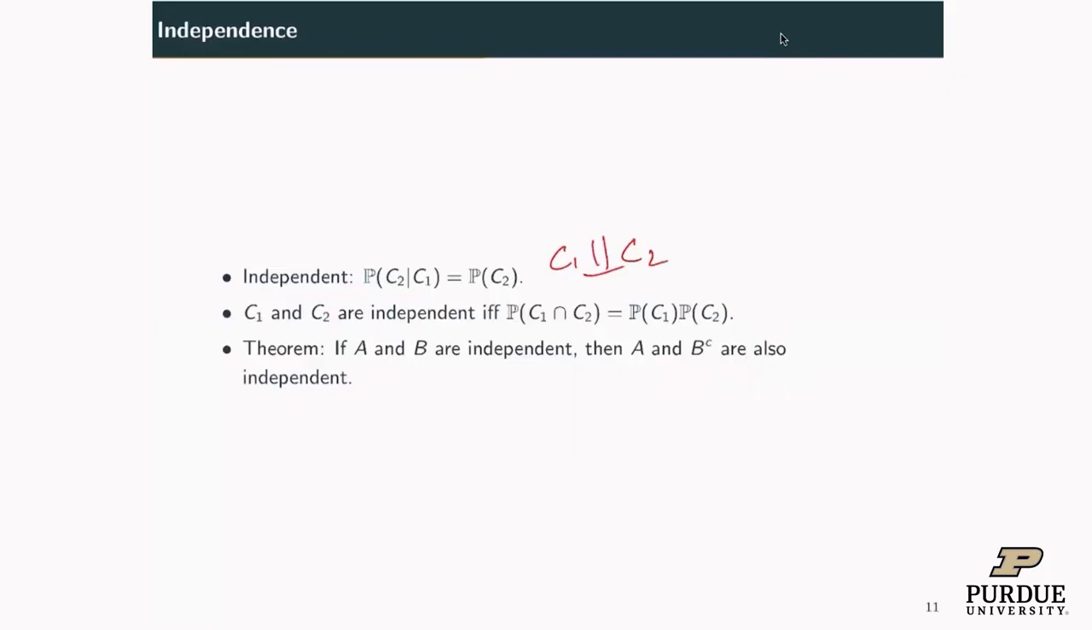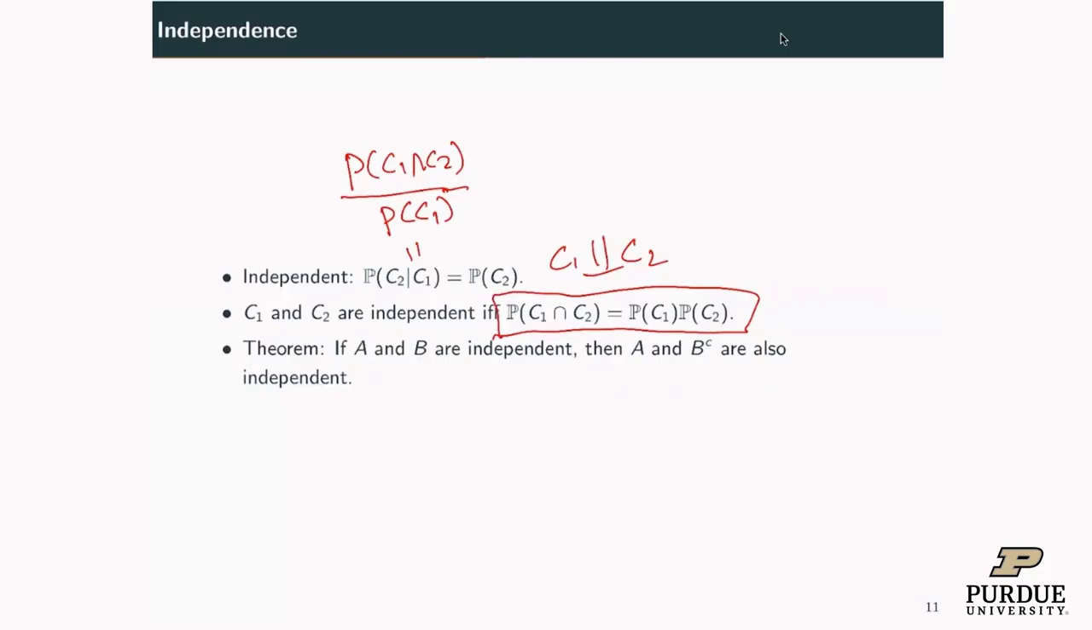By definition, C1 and C2 are independent if and only if the probability of C1 intersection C2 is equal to the marginal probabilities, the probability of C1 times the probability of C2. This is by definition, since the conditional probability is the probability of C1 intersection C2 over the probability of C1. Then you can get this condition. This is the only condition you need to show C1 and C2 are independent.